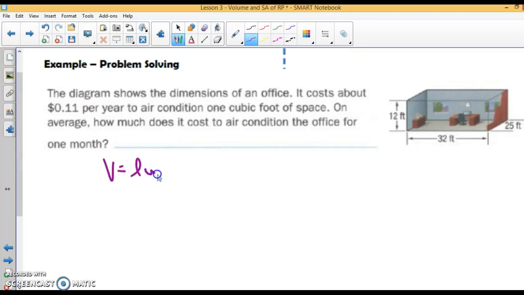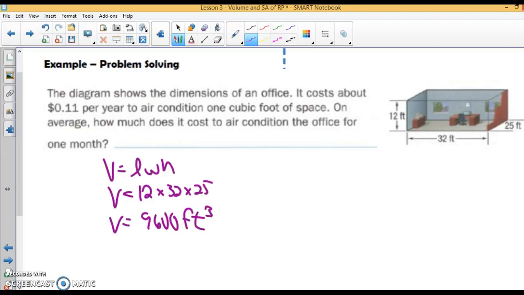So volume, length times width times height, is going to be 12 times 32 times 25, and the volume of this office is 960 cubic feet. Now, they said it costs about 11 cents per cubic foot per year. So, if I multiply this by 11 cents, I'm going to get 1,056 per year.